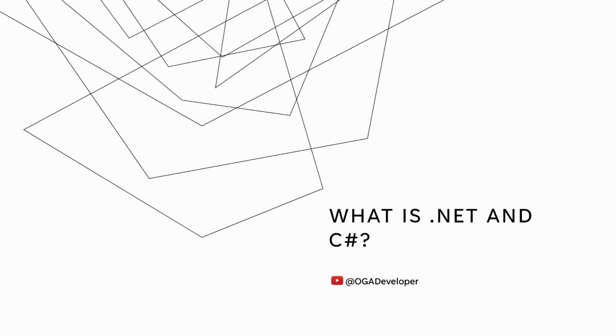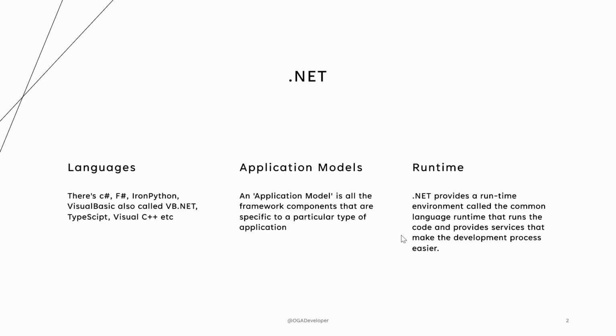In this video, we're going to cover what .NET is, what C# is, and how these two relate to one another. So whenever I mention .NET, I want you to think of three things, three components: one, languages, two, application models, and three, runtime.